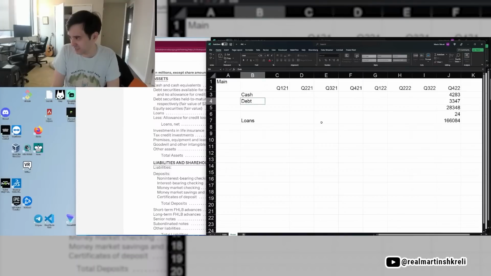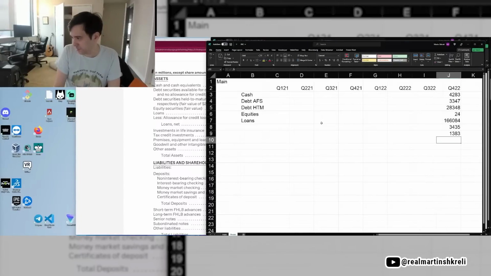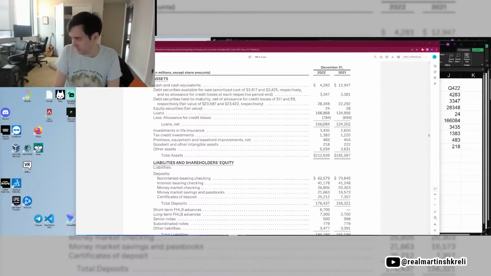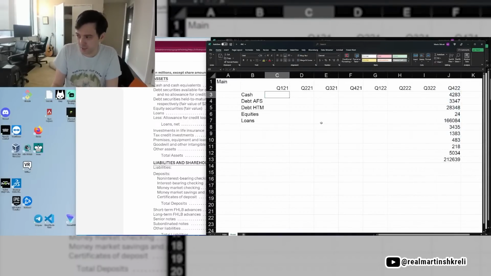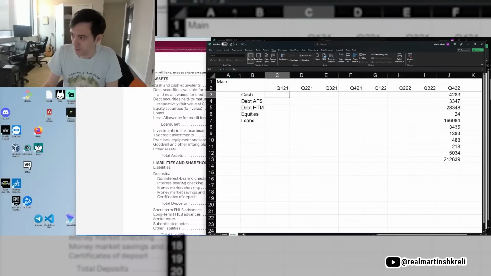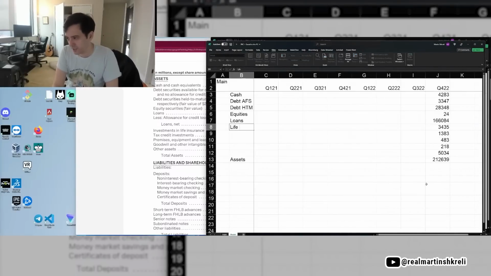Debt available for sale, I'll just write that, and then held to maturity, and then equities, loans, life insurance, which is pretty small for them, just $3 billion, tax credits, PP&E, almost no goodwill, and then other assets of $5 billion. So this is a $200 billion balance sheet. So this is almost the same size as Silicon Valley Bank. Sort of a top 20 bank, but not a JP Morgan. So this is a lot easier to understand. $212 billion, right? Life insurance, tax credits, PP&E, goodwill, and other. So this just took 1 second.